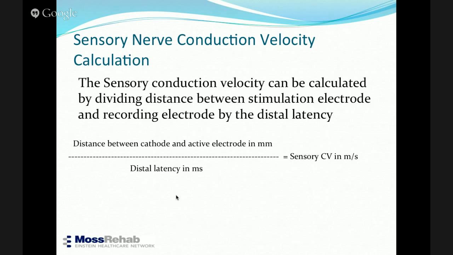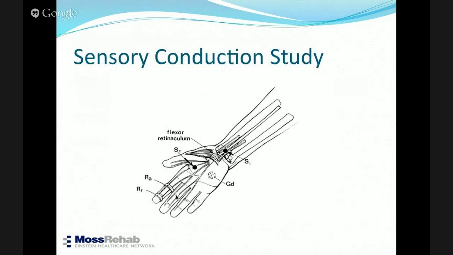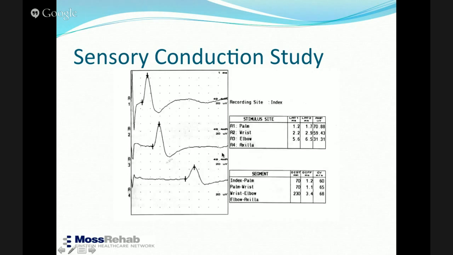And if you look at the recording, again, you have your recording from the finger here. So you see the ring electrodes on the finger, and you're stimulating in two points here. You're stimulating at the palm, and then you're stimulating at the wrist. A lot of the times you don't do the palm stimulation. A lot of the times you just do the wrist stimulation. But you could do palm stimulation, and you can get responses like that. And this one has three stimulation points, the palm, the wrist, and the elbow.